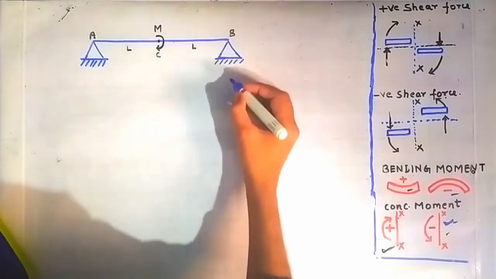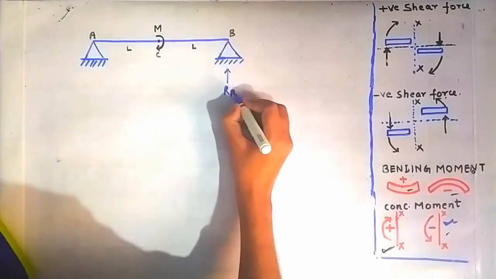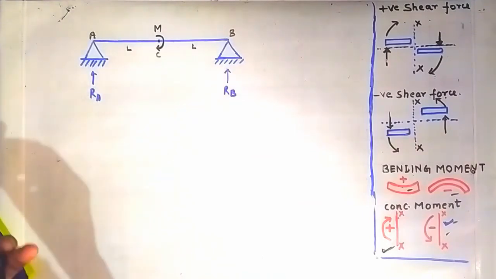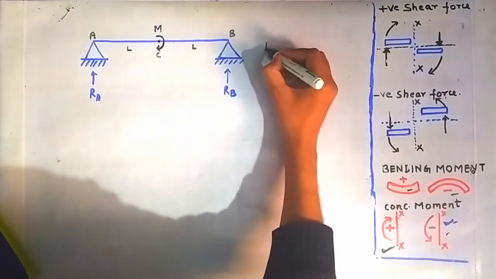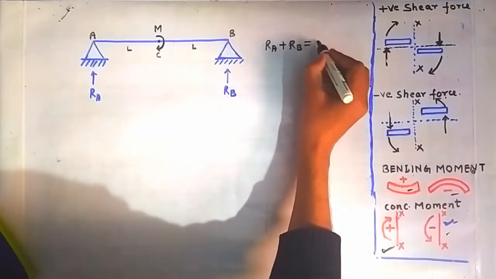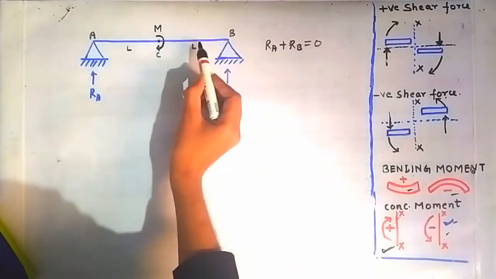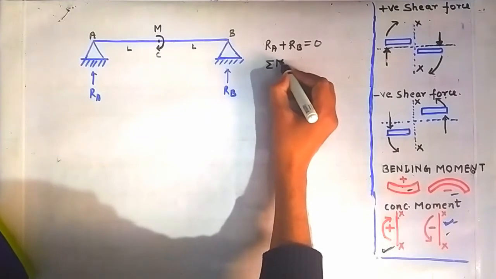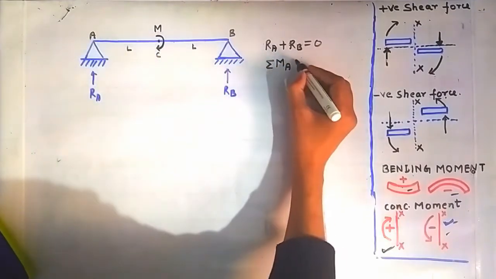at the point B. Suppose the reaction at the point B is lying vertically upward, and the reaction at the point A is also lying in the vertically upward direction. Now the first equation that is obtained is RA plus RB is equal to 0. That is, the sum of these two reactions will be 0 because there is no vertical load acting over this beam. Now the second equation is sigma moment about the hinge, that is point A. This is the point A, about this point is 0.